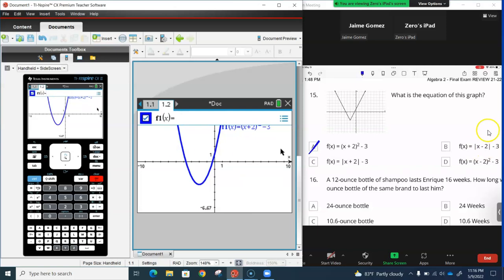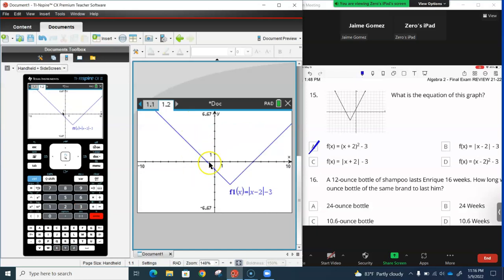Letter B. Letter B has those little symbols, right? So go back to the book. Click on the abs. X minus 2. Close it, and then it's minus 3. Nope, it's in the wrong section. It needs to be over here. So letter B is wrong. Tab up.